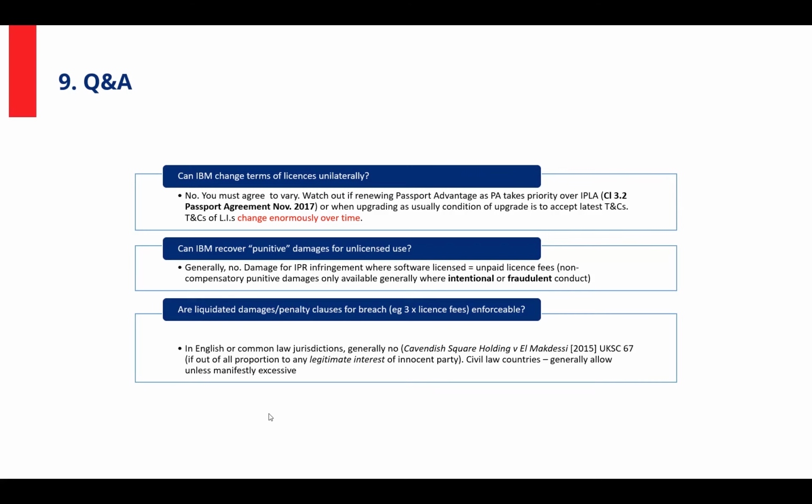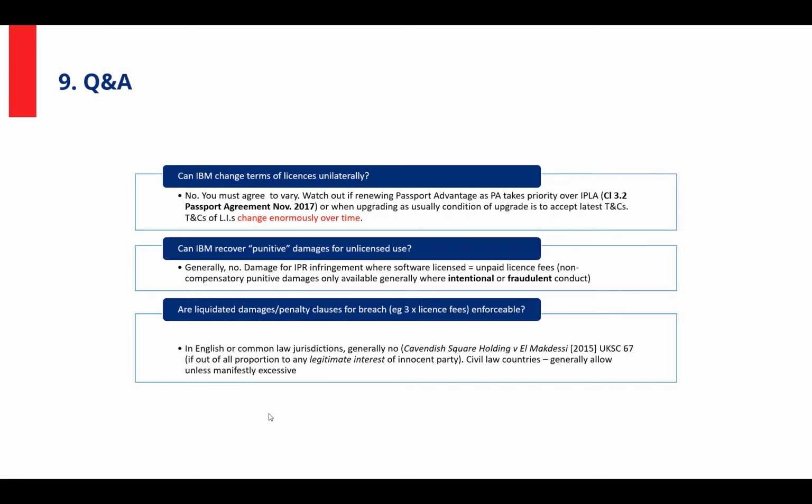So then you ask me, well, how have these licenses changed? Generally, because when you renew your Passport Advantage, it takes priority over the IPLA. And I'll give you the clause for that. When you upgrade your software, that will normally require you to accept the latest terms and conditions. Terms and conditions of license information change enormously over time. We'll have a look at one of those soon. So that's the legal mechanism: you either renew your Passport Advantage agreement or you upgrade. You do some act which requires you to click on or sign that you accept that the new licensing metrics will change.